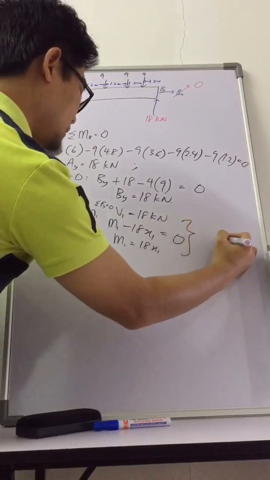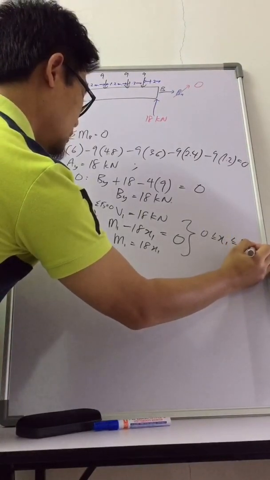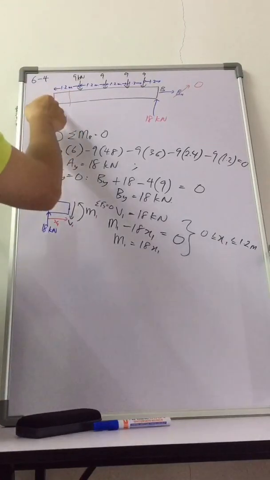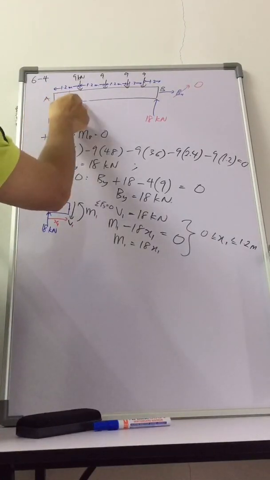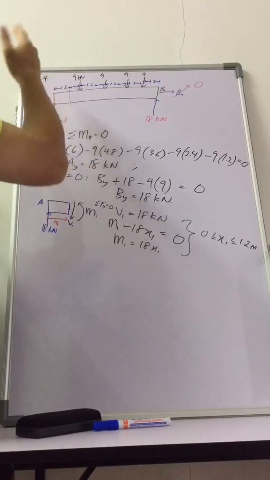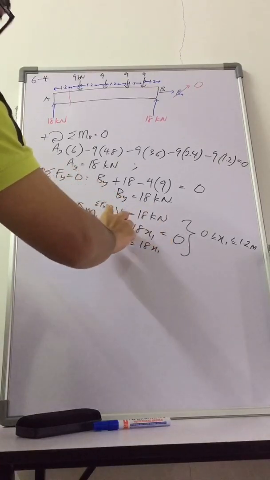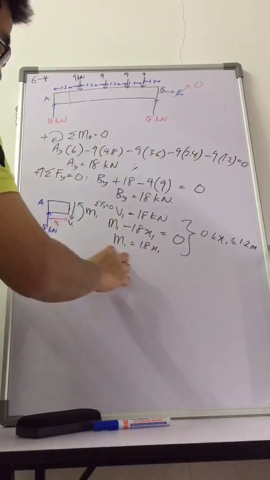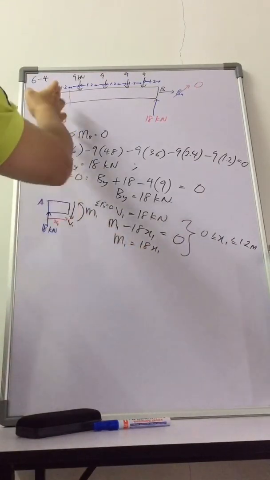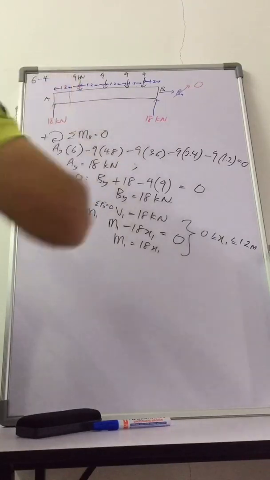And put the range. This x1 ranges from x equal to 0 to x equal to 1.2 meter. Alright, so it can be anywhere in between. So these are the first two equations: for the shear force V1 and for the bending moment M1, as functions of x1, which is the distance, 1.2 meter, from A to the 9 kilonewton load.